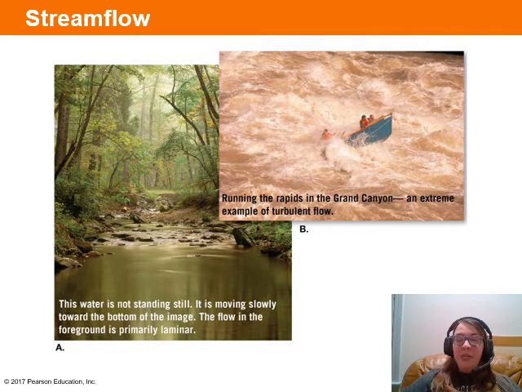But again, as we increase the velocity, or how quickly that water is flowing through an area, we increase the turbulence. So a really extreme example of turbulence is looking at a whitewater rapid. Here in this image, we can see how rough this water is. This is just showing us how quickly it's actually moving.